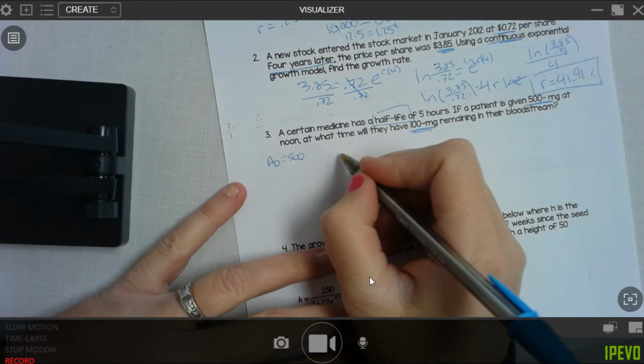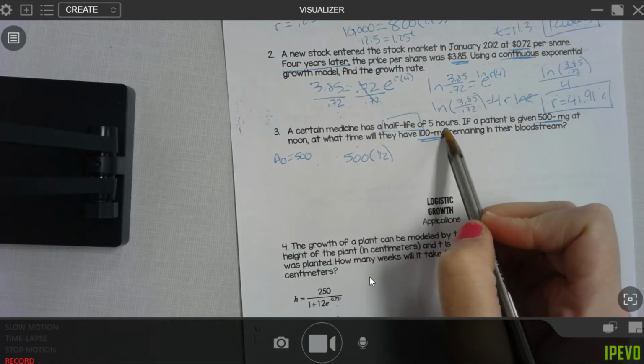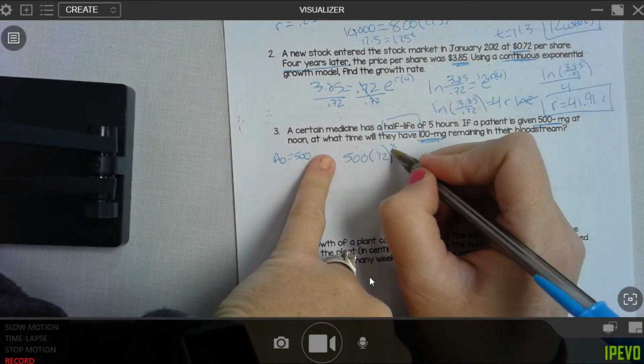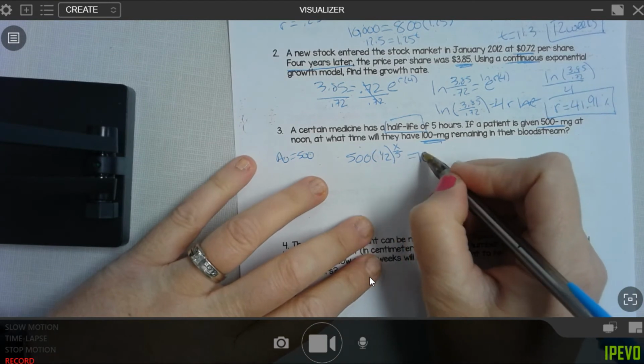So I have 500 to start with. I have a 1/2. And then up here in the exponent, if every 5 hours is my half-life, that would mean 1/5 is my rate. You have to think, in 10 hours, that would only be 2 half-lives, or in 15 hours, that would only be 3 half-lives. So the way we write that would be x over 5 up here. And we want that to equal 100.